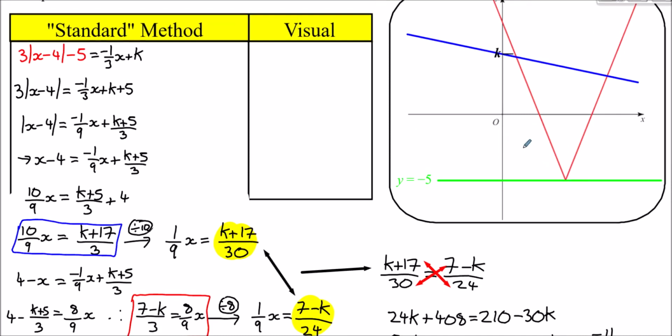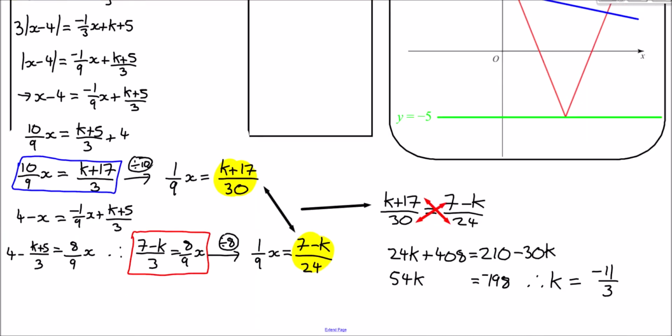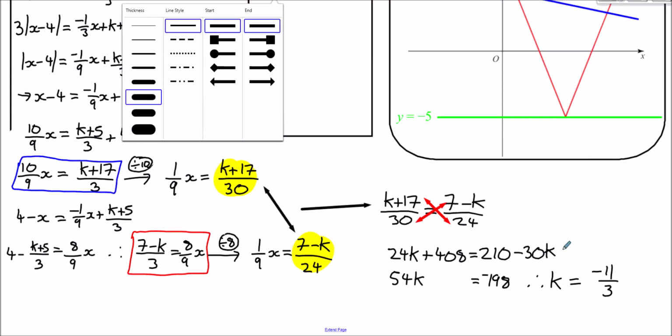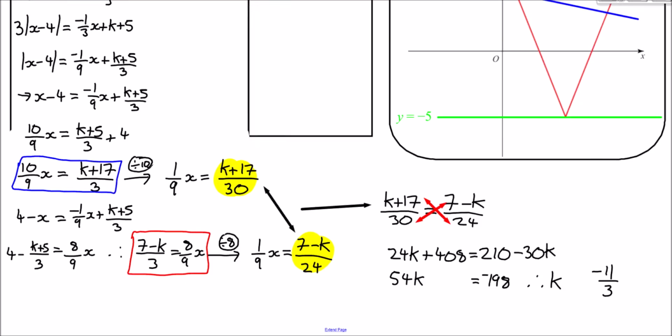But if it's higher, this blue would cross the red 2 times and hence give 2 distinct solutions, which is what I need. So actually, it's not a case that k will equal that. It's a case that k needs to be greater than minus 11 over 3 to obtain those 2 distinct roots as required in the question.